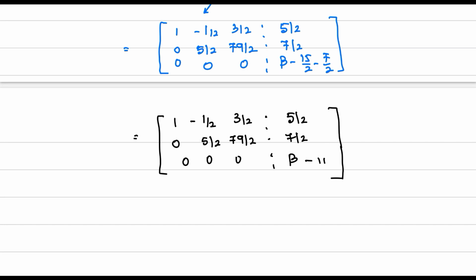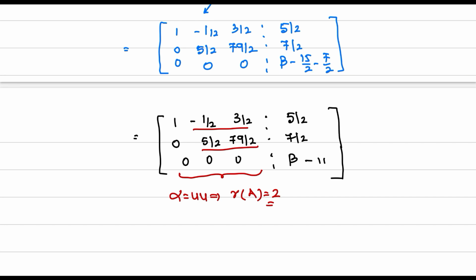Then, what is the rank of this? When alpha is equal to 44, that implies rank of A is equal to 2, because only 2 non-zero rows are there. Rank of A is equal to 2.